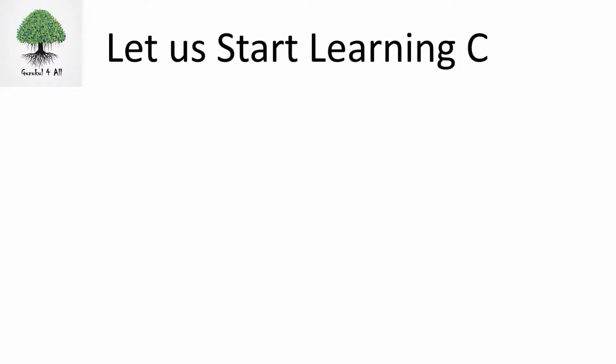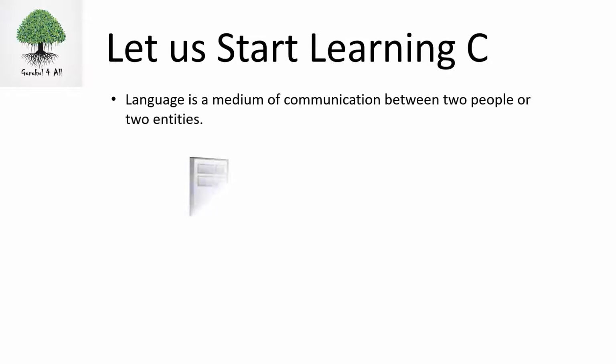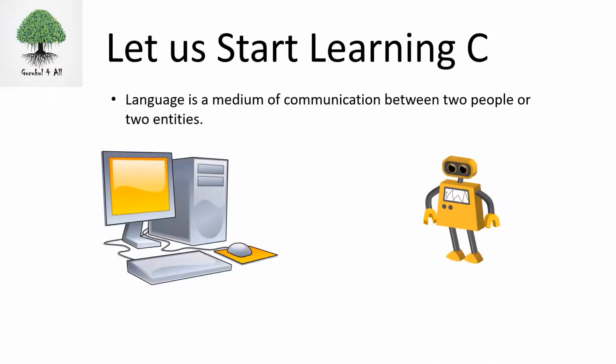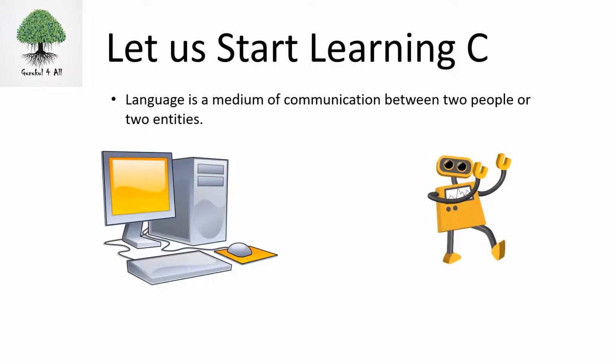Now, let us start learning C. Before that, we should understand what is a language. Language is a medium of communication between two people or two entities. If I want to communicate with some other person, I should know the language he speaks. If he knows French and I know English, I cannot communicate with that person. Similarly, for the computer, if I want to communicate with the computer, I should know the language the computer understands.